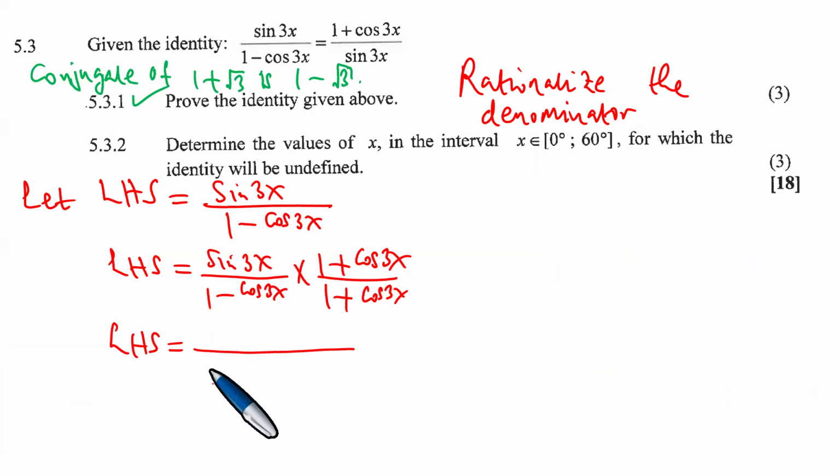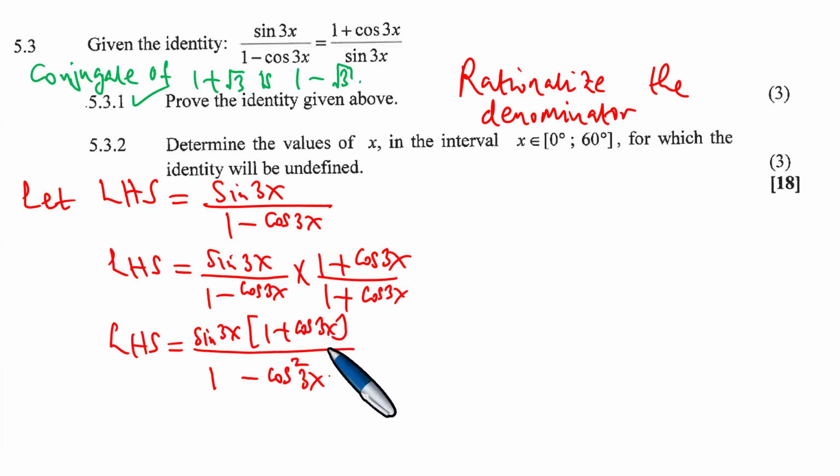If you rationalize the denominator, it becomes the easiest one to write, because we just multiply 1 by 1, we get 1. Multiply this by that, we get 1 minus cosine squared of 3x. Then we write the numerator as sine of 3x, and we have 1 plus cosine 3x. What is 1 minus cosine squared 3x?